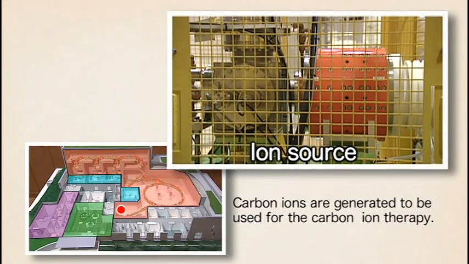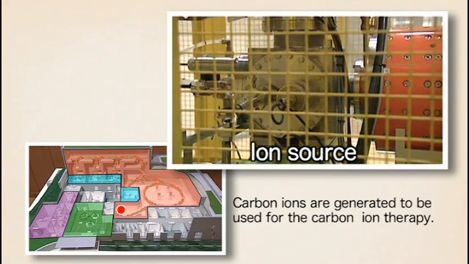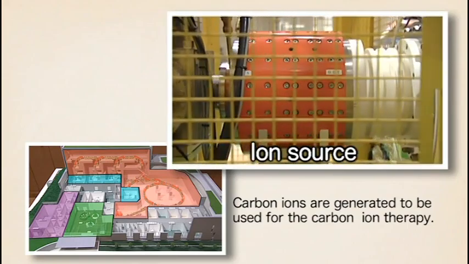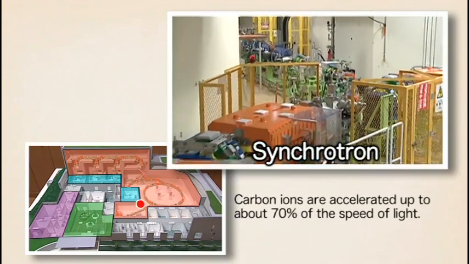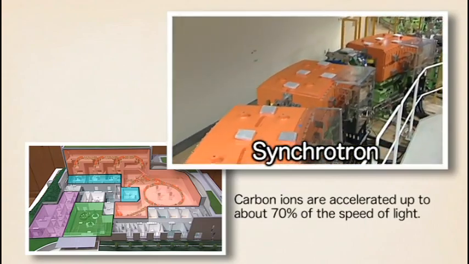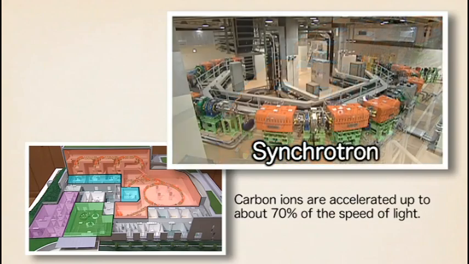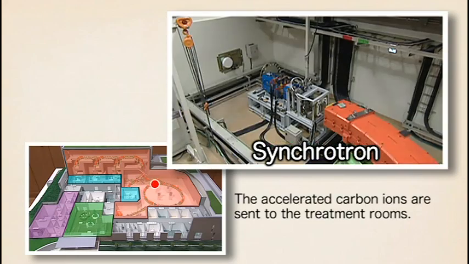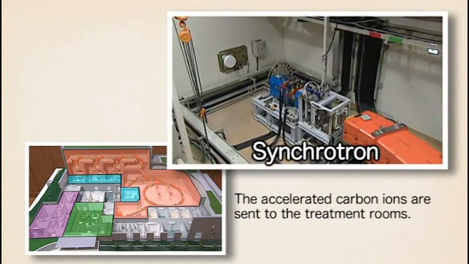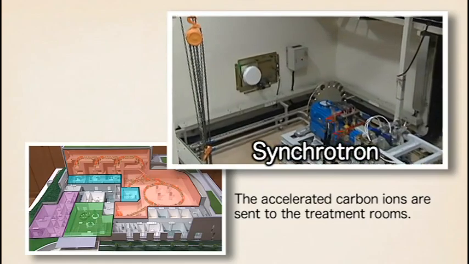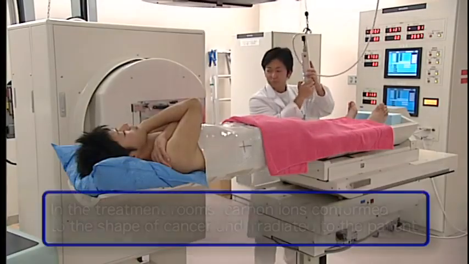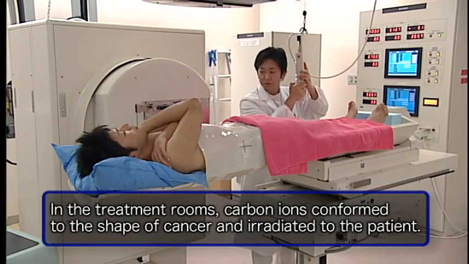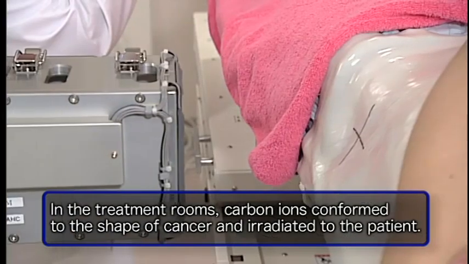After the carbon ions are generated, they begin their journey through a linear accelerator. In the synchrotron, these carbon ions are accelerated up to 70% of the speed of light. These carbon ions are then sent to the treatment rooms. In the treatment rooms, carbon ions are irradiated at the cancer of the patient.